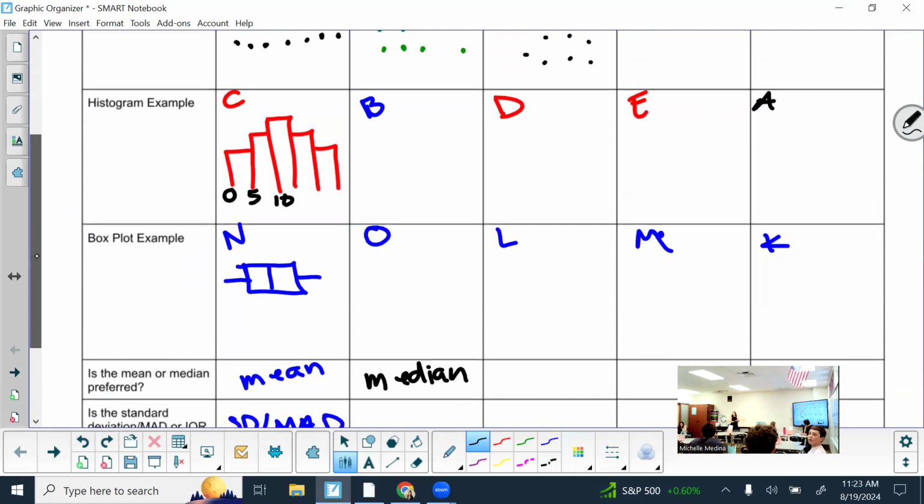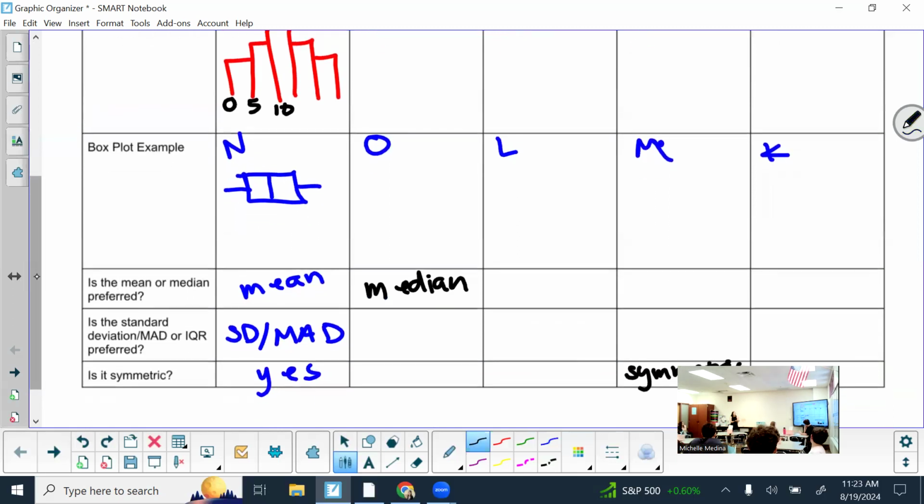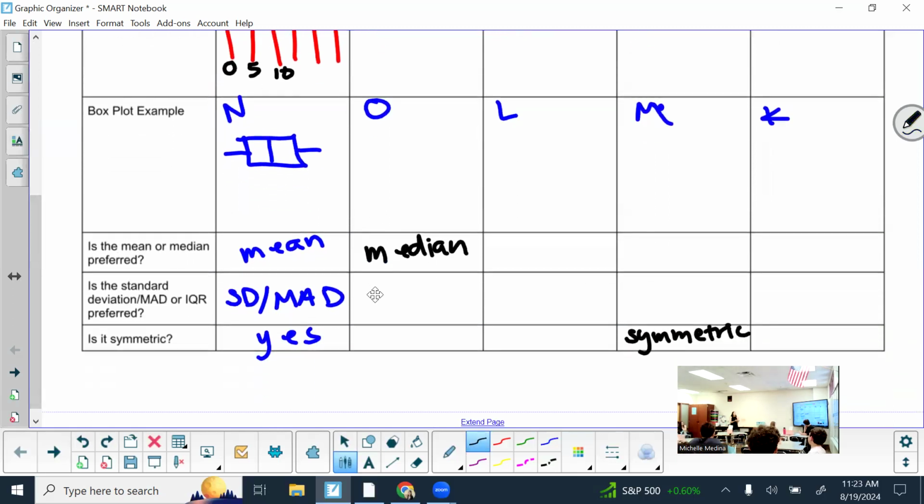When we prefer the median, Chris, do we prefer standard deviation or MAD or IQR? IQR, whenever you prefer the median. I think about it like our box plots, especially, you can see the median, you can see the quartiles, what you need to do your IQR. So that's how I remember that those go hand in hand.